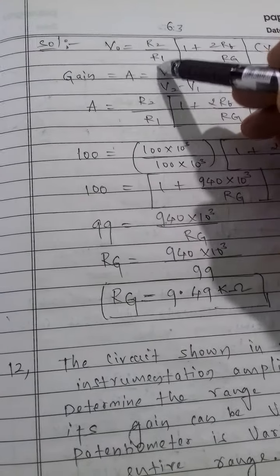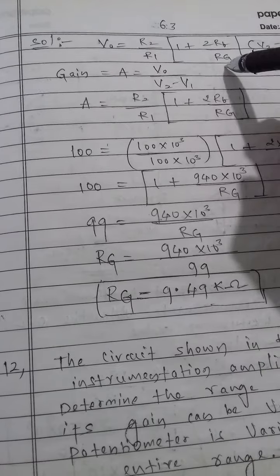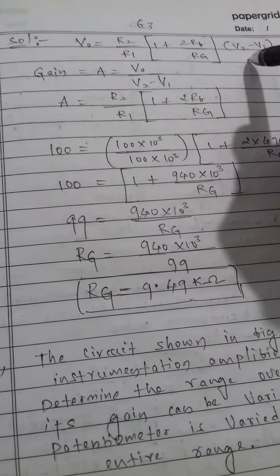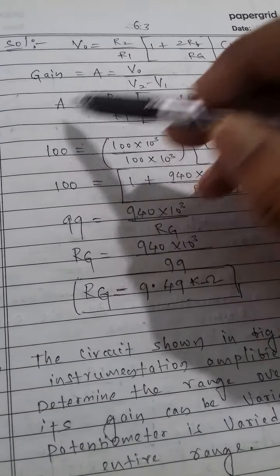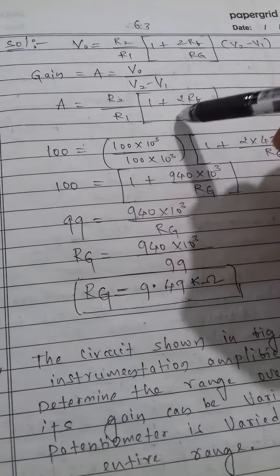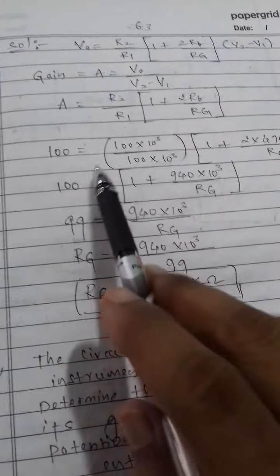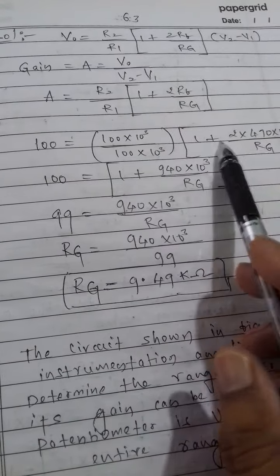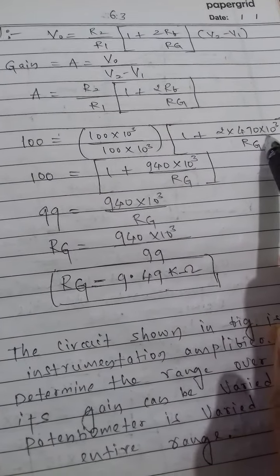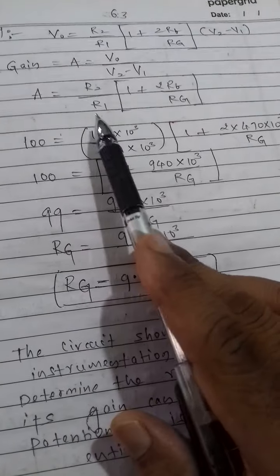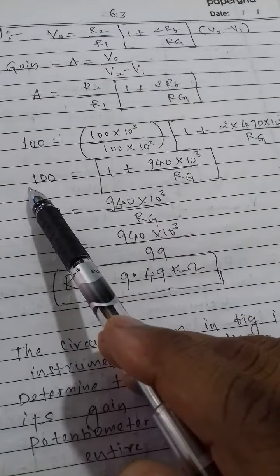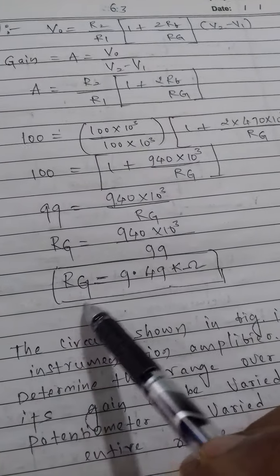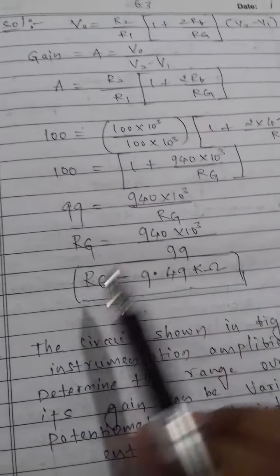Output voltage is equal to R2 upon R1 into 1 plus 2 RF upon RG, times V2 minus V1. So the gain is equal to output voltage upon V2 minus V1, which is R2 upon R1 into 1 plus 2 Rf upon Rg. Here all the resistances are given. Rf is equal to 470 kilo ohms, and R2, R1 are all 100 kilo ohms. The gain given is 100. From that, Rg is equal to 9.49 kilo ohms.